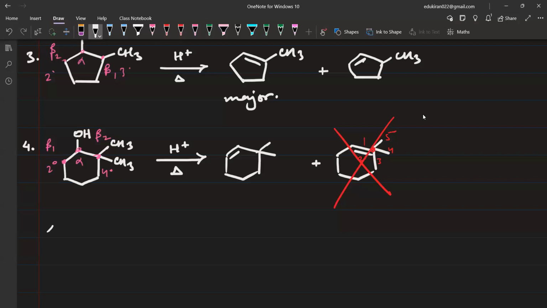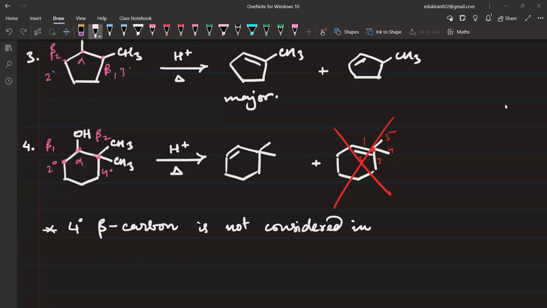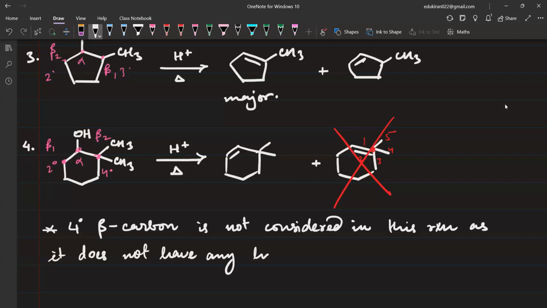You'll write a point here. 4 degree beta carbon is not considered in dehydration of alcohol in this reaction, as it does not have any hydrogen atom.